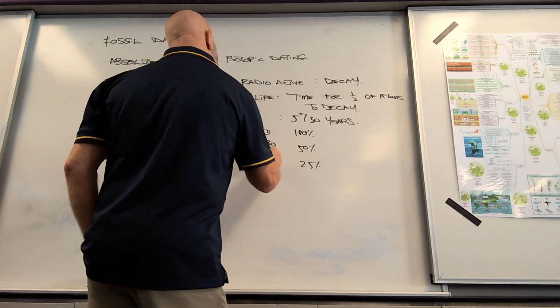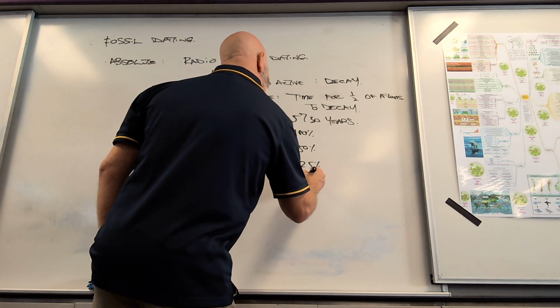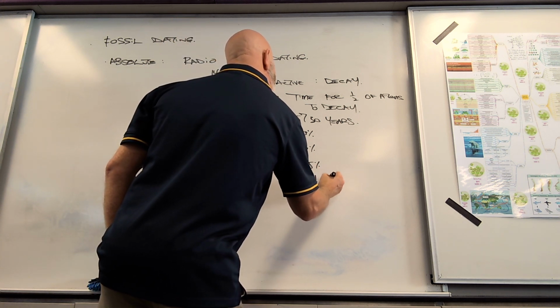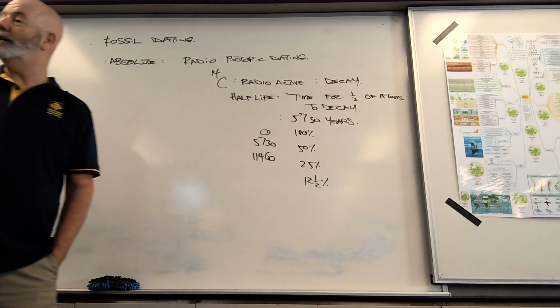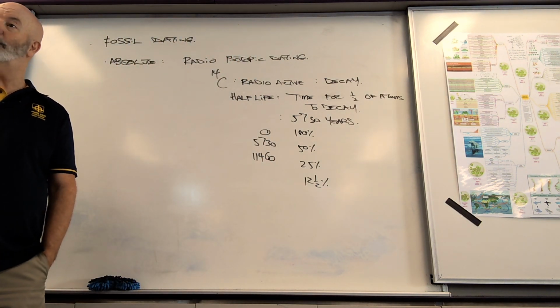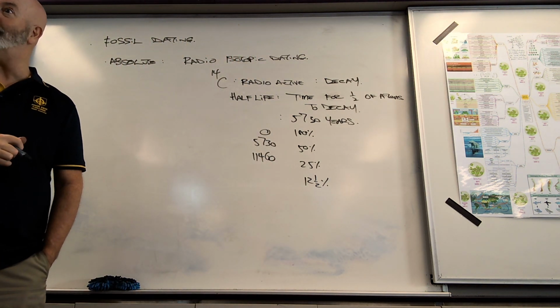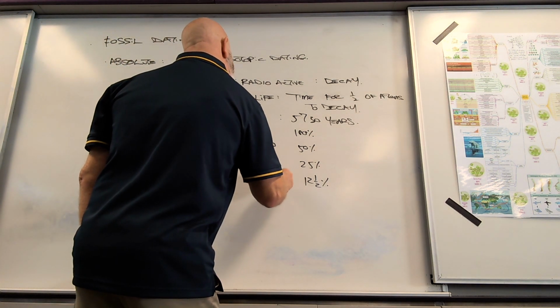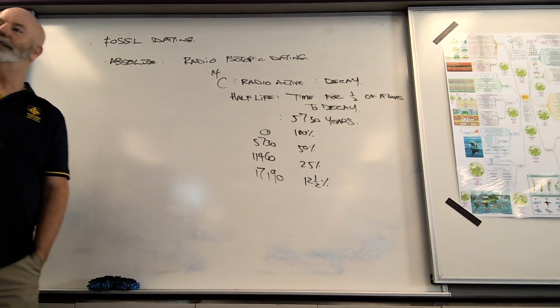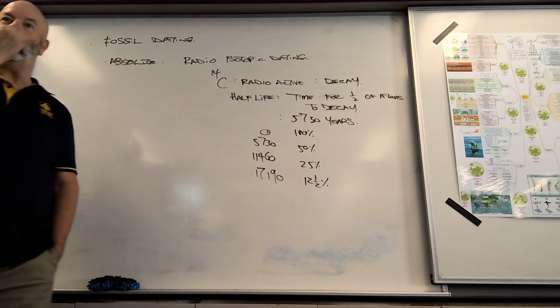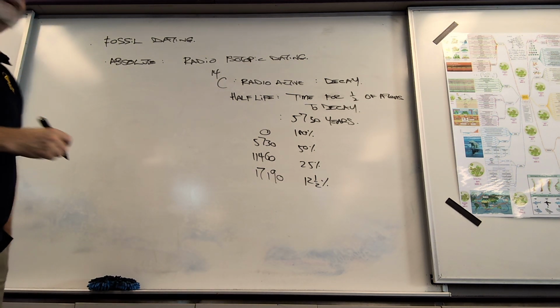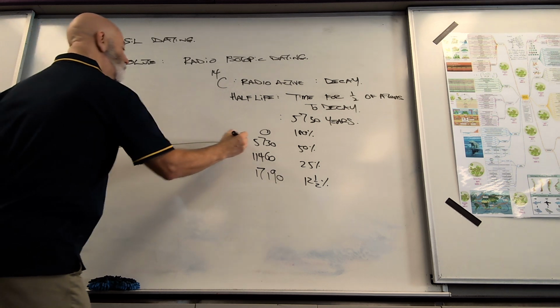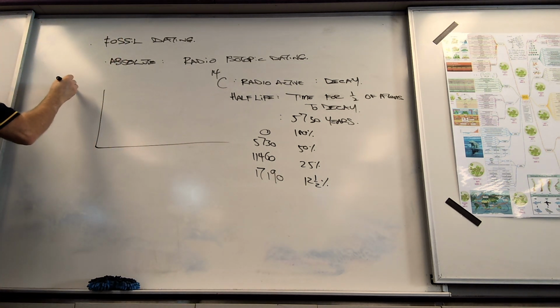11,460. What about 12.5%? Double that. 17,190. And so on.